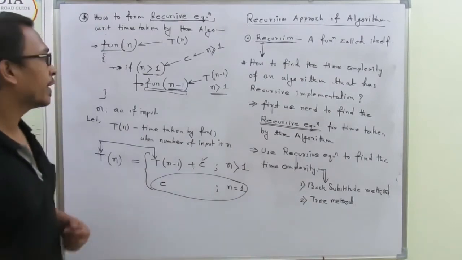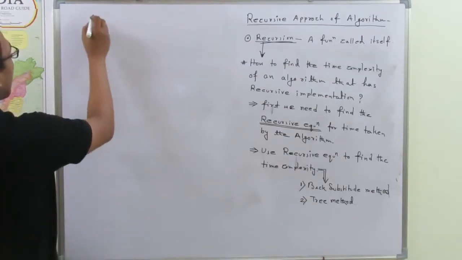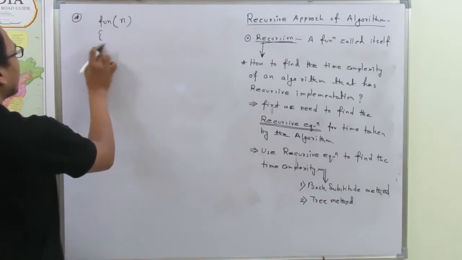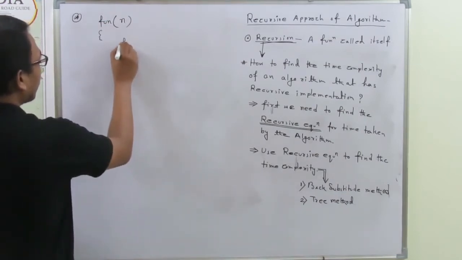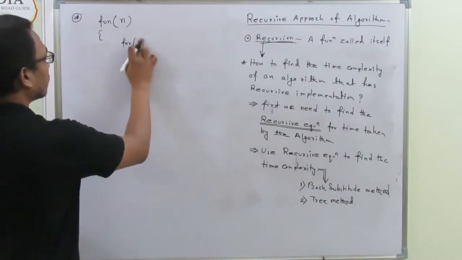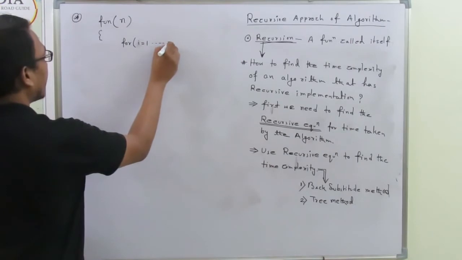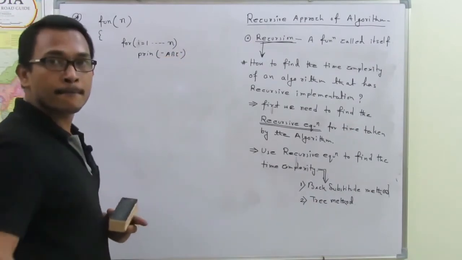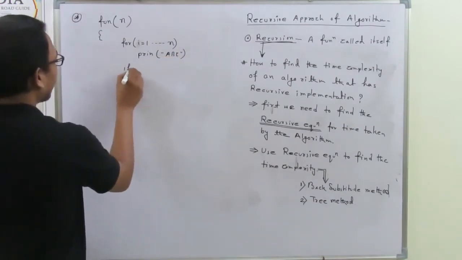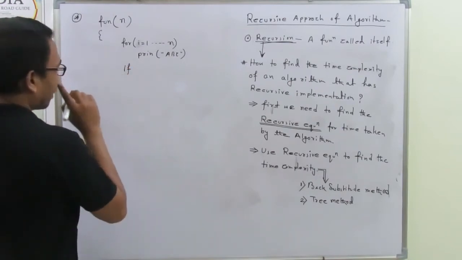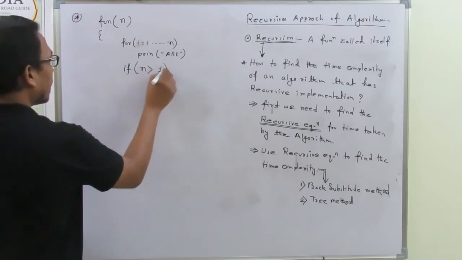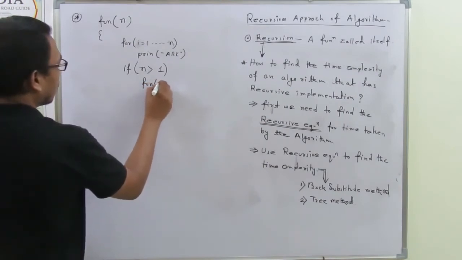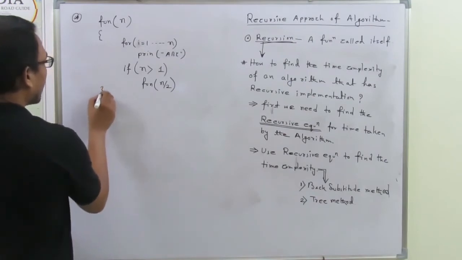So let's do it with one more example. Let's say we have a function fun of n, where first we are doing one loop for n: for i equal to 1 to n, we are printing a, b, c, and then if n is greater than 1, at that time we are calling this function fun of n by 2. Now what happens in this scenario?